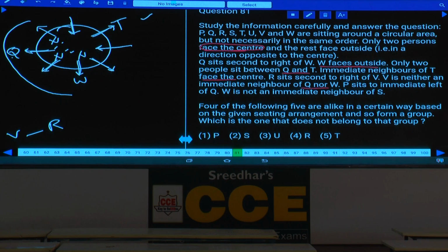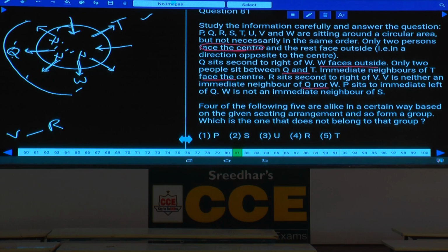Hence finally how many possibilities are left over here? V cannot be in any one of these places, V cannot be here, 3, 4, 5 places. Hence V can be in any one of these 3 places. Then out of which, tell me V can be at this place or not.